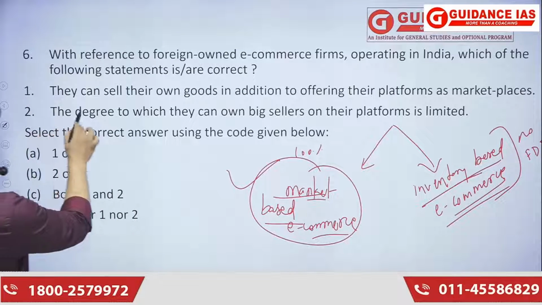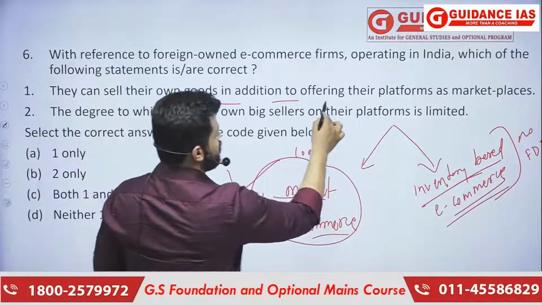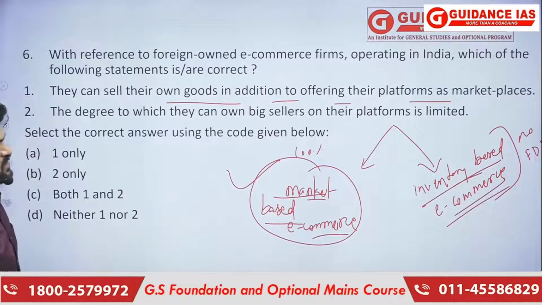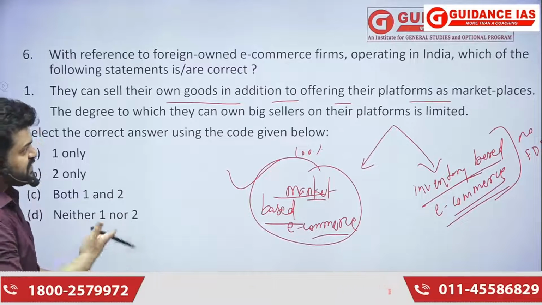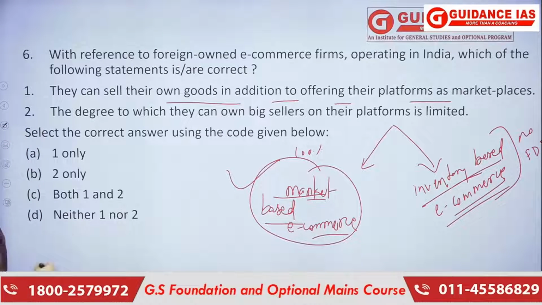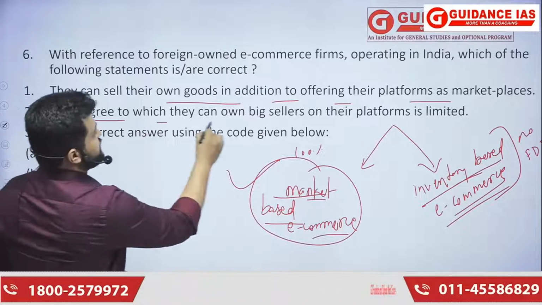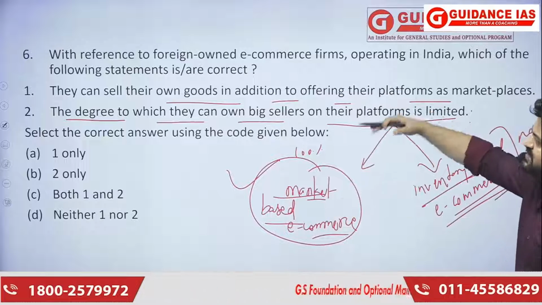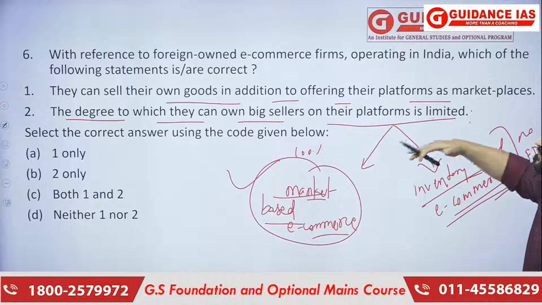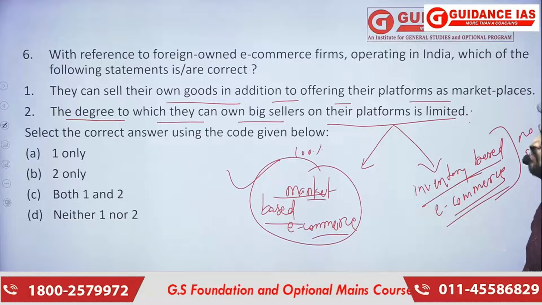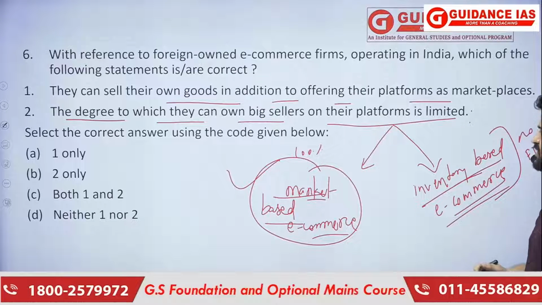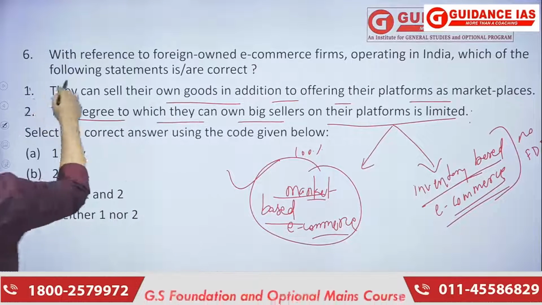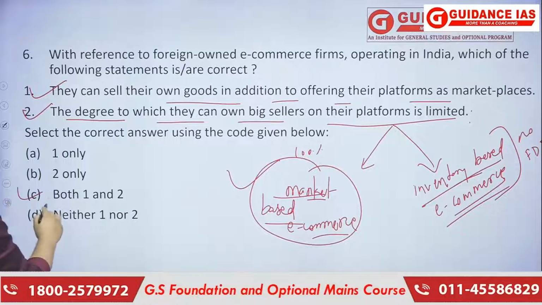So the first statement, that they can sell their own goods in addition to offering their platforms as marketplaces. Yeah, to some extent they can, because when you see Amazon and all, these companies are able to sell goods. Okay, the second statement is that the degree to which they can own big sellers on their platform is limited. Yes, by the same rule, this particular provision has been made, that the degree to which they can own big sellers on that platform is limited, that is 20%. Okay, so both statements in this context are correct. The answer would be both 1 and 2.